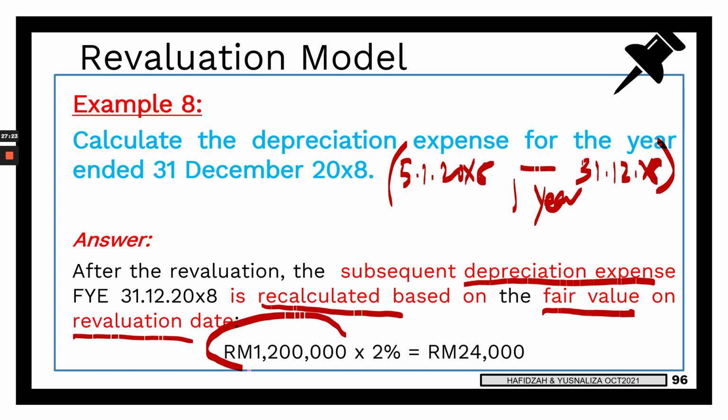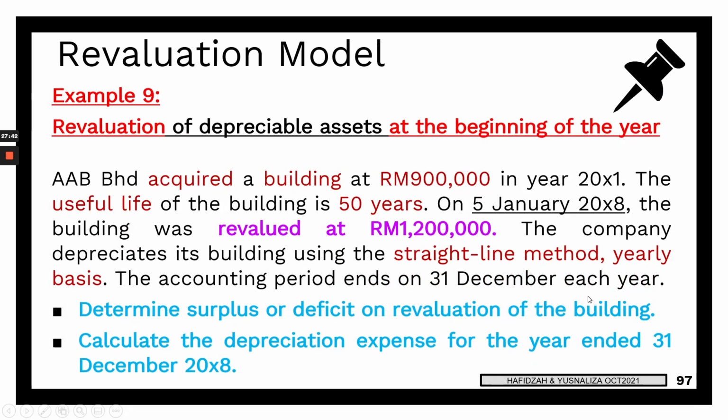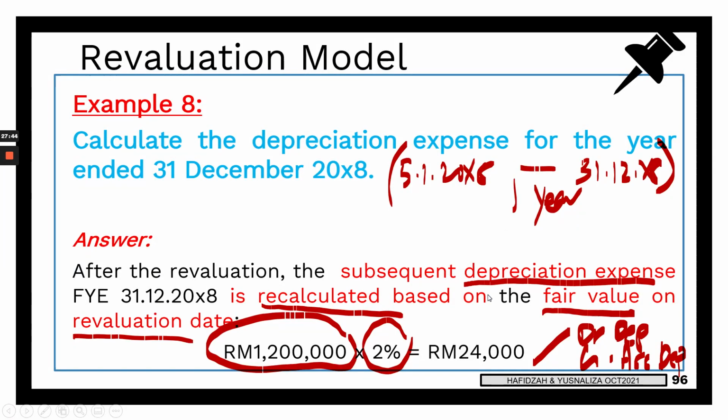So the fair value was 1.2, the percentage was 2%, and this is for 1 year, so you have 24,000. This is where you debit the depreciation and you will credit the accumulated depreciation of what? Of the building. So that was just a simple one. Next is for you to do that, right?